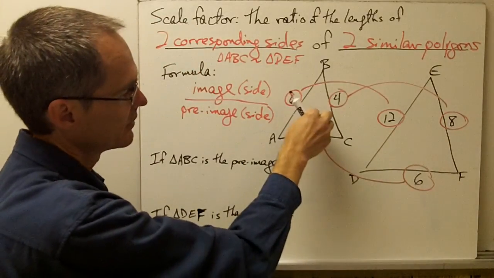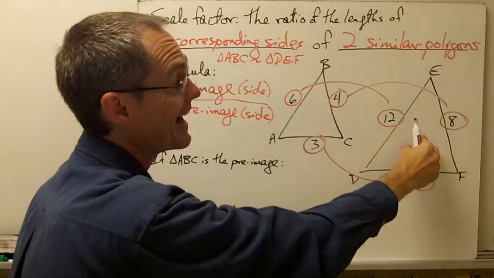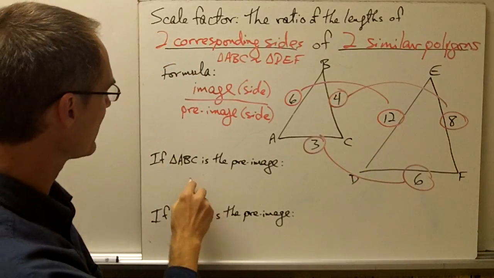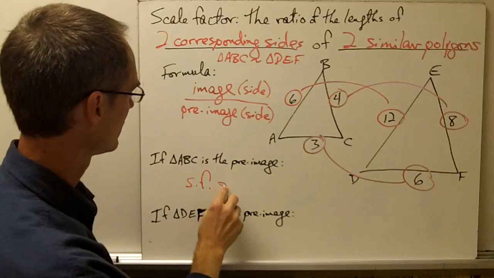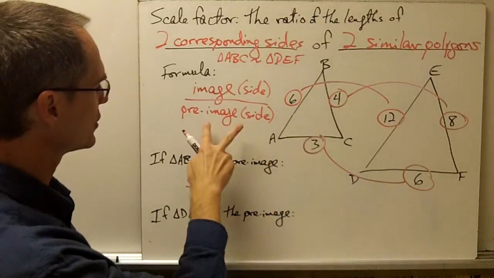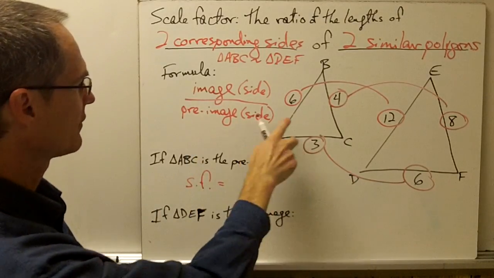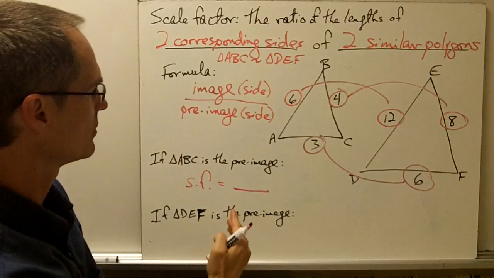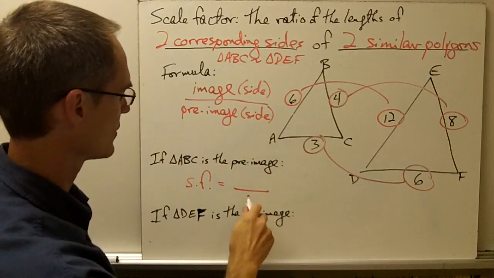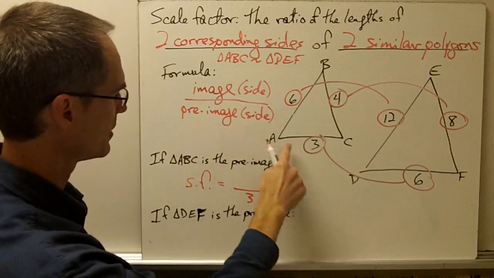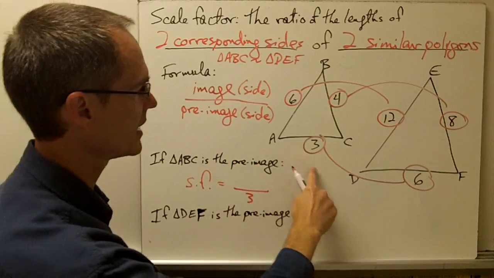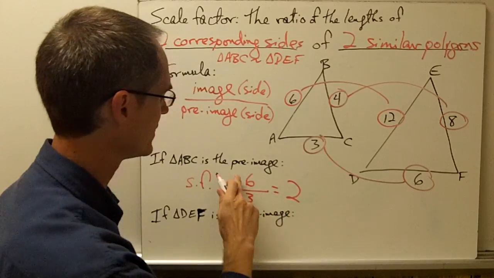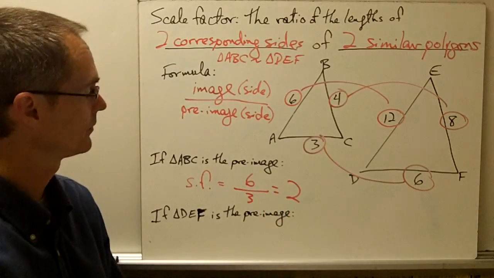to a pre-image side. So, for example, if triangle ABC is our pre-image and triangle DEF is our image, in other words, this is like the triangle we start with and we dilate it to this new size over here. Well, if I want to calculate the scale factor, if triangle ABC is my pre-image, I'd put one of the sides of the pre-image on the bottom. So let me use side AC. Then 3 is going to be my pre-image side, and the corresponding image side is going to be 6, which means that my scale factor would be 6 over 3, or 2.